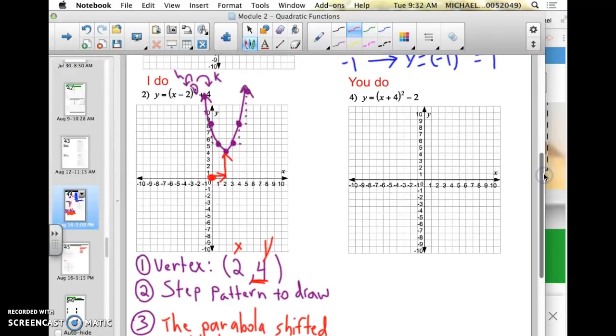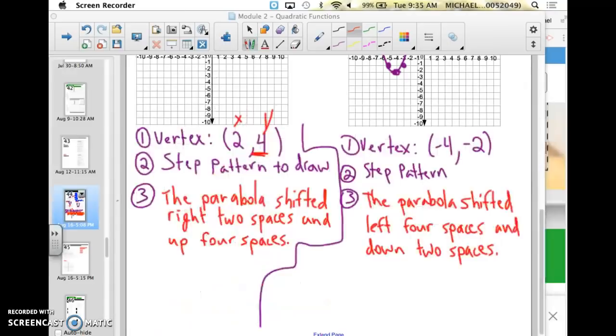So this would show me, if you were to show me all those steps and you were able to draw the parabola correctly, that would show me that you completely understand this objective of drawing the graph if given a quadratic function in vertex form, especially if you're able to state the transformation. So go ahead and pause the video and try your example on your own, and then check your work with mine afterwards.